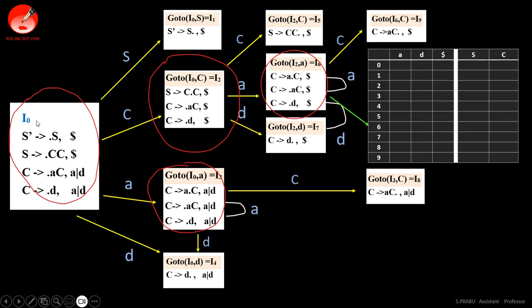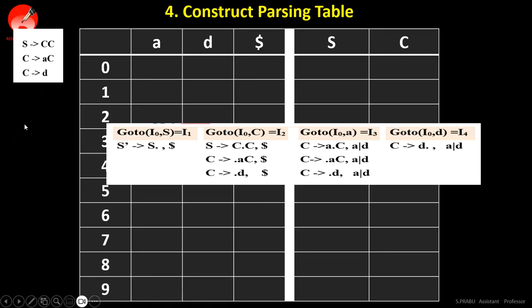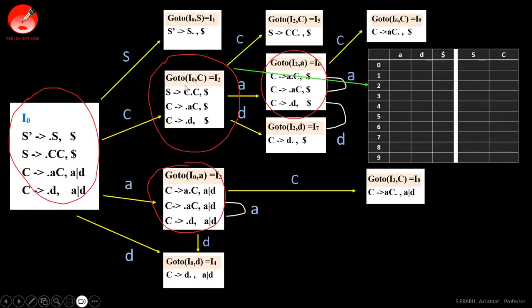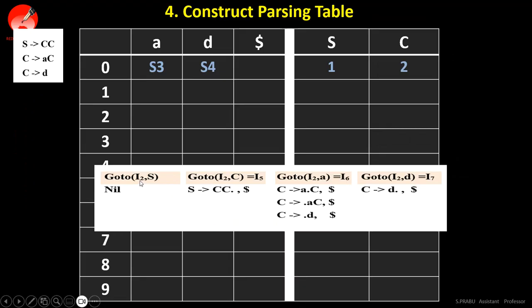First I take the goto function results for I0. 0 versus capital S, the value is 1, so I write 1 here. 0 versus capital C, the value is 2. 0 versus small a, the value is 3, so I write shift 3 here. 0 versus small d, shift 4. The 0th row is over. Now I am going to take the set number 2 results. From this, I2 versus capital S is nil, so I write nothing. I2 versus capital C is 5, so I write 5.